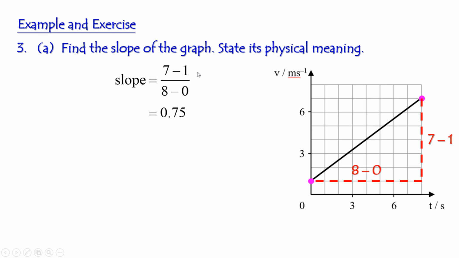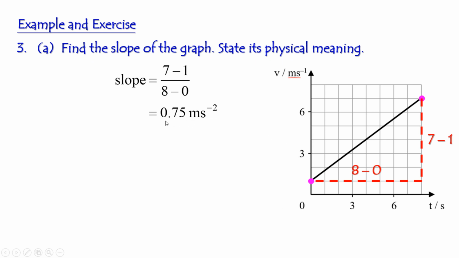So meter per second divided by second is equal to meter per second square. Is it okay? So don't forget to write down the unit of the slope. Okay, and this is the first part of the question. How about the last part of the question?